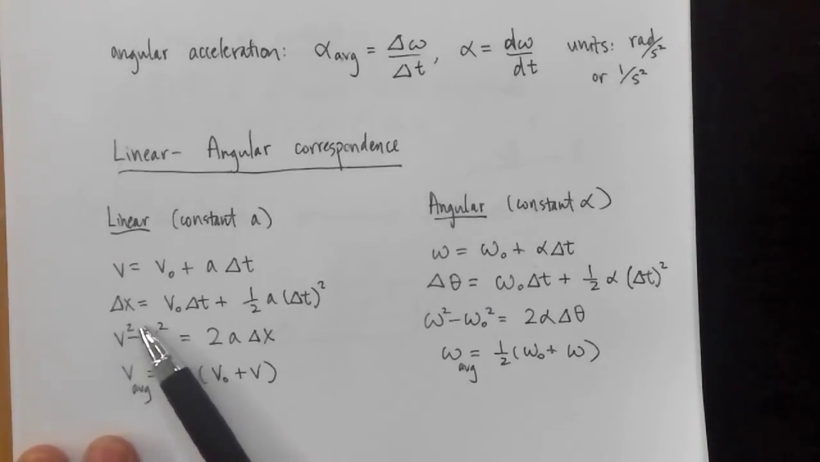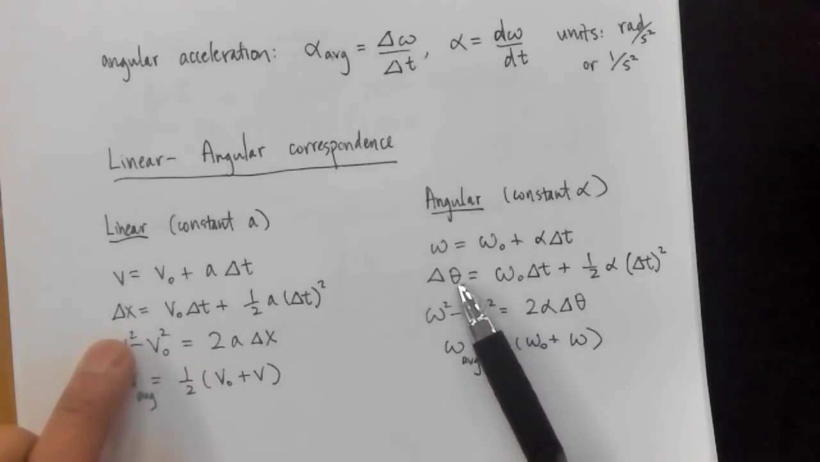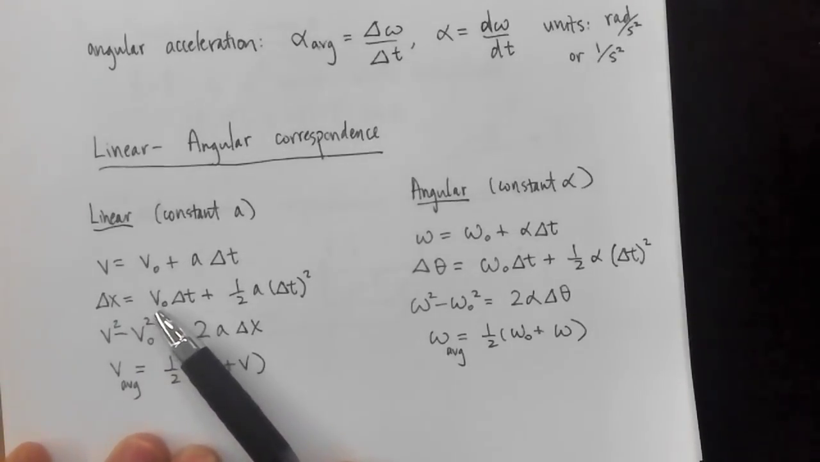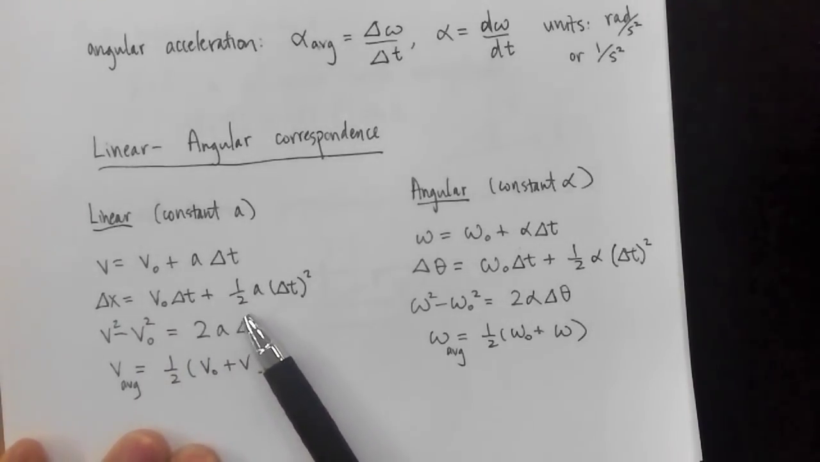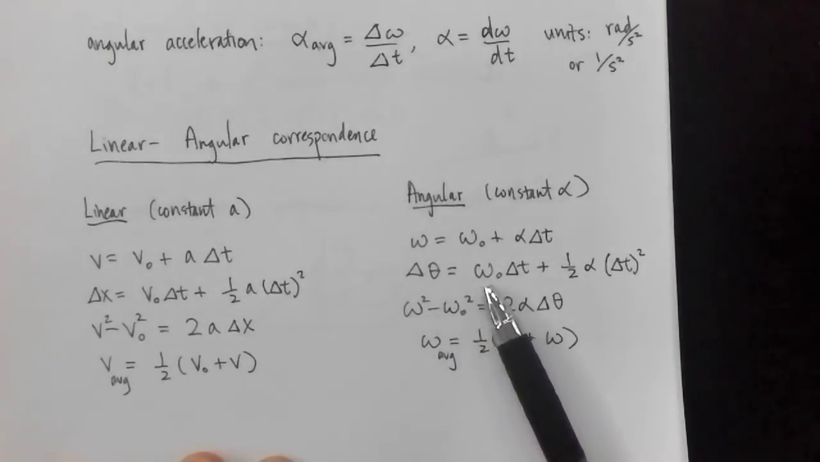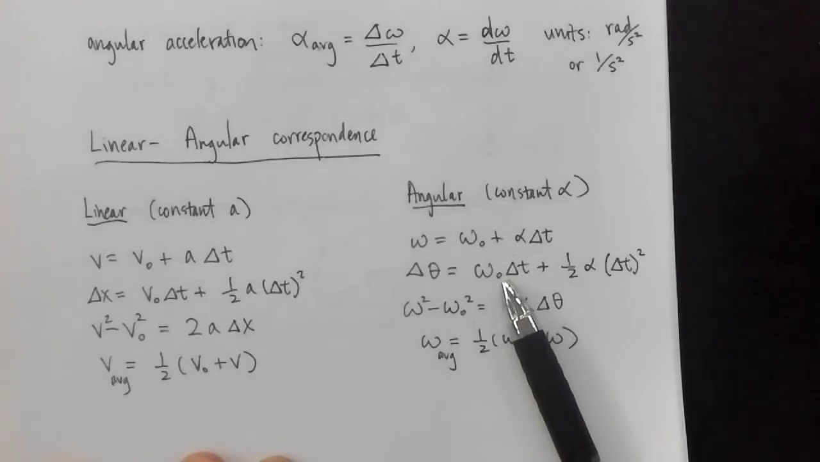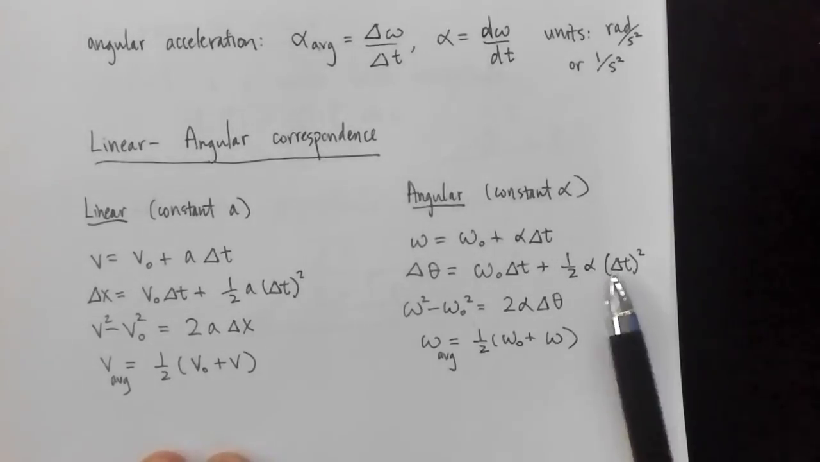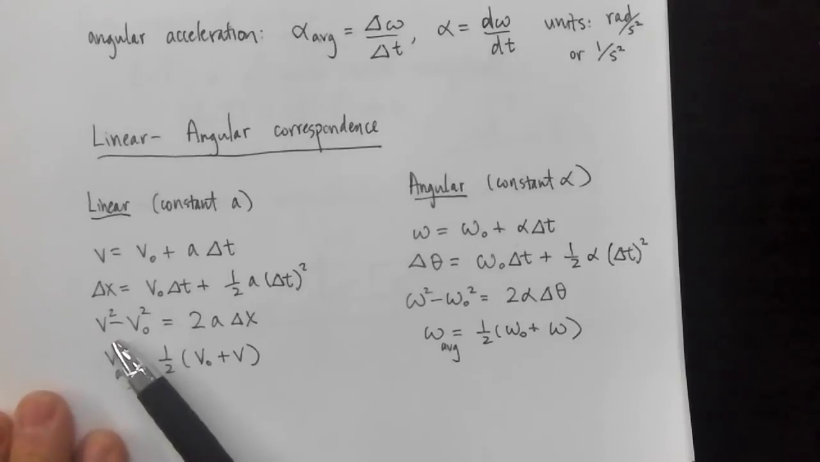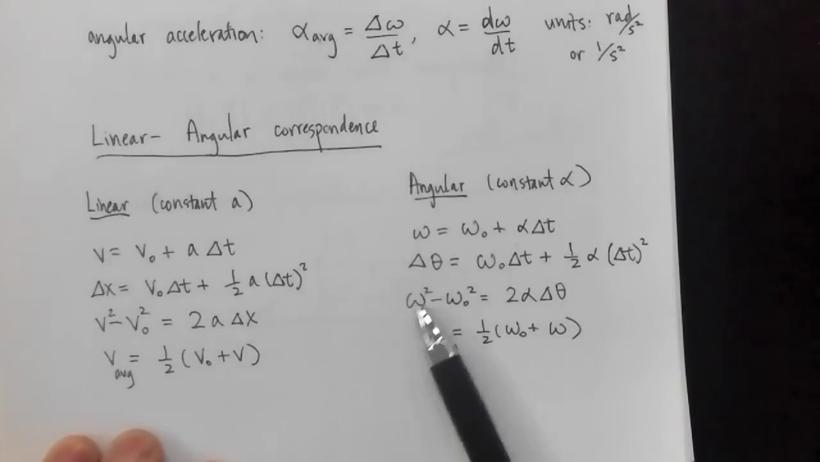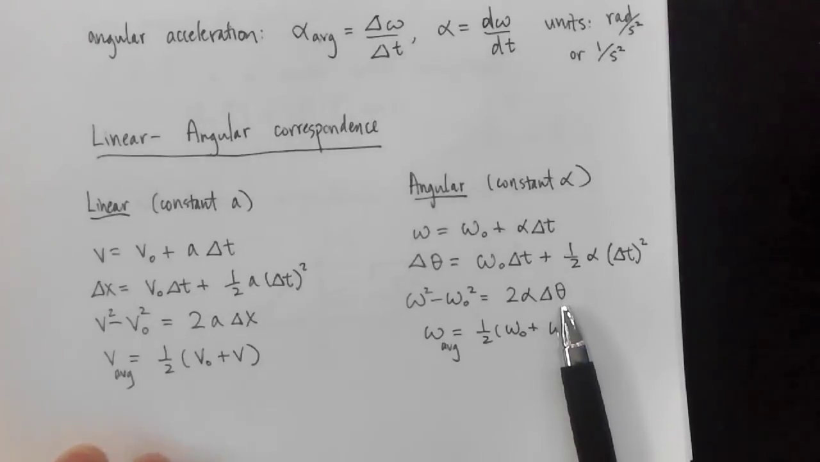And then you have the formulas for the change in x, or in the case of the angles, the change in theta. So we would have delta x is equal to v0 delta t plus 1/2 a delta t squared. For the angular case, you'd have delta theta is omega 0 times delta t plus 1/2 alpha delta t squared. And then we have the formulas that don't involve any delta t's. We have v final squared minus v initial squared is equal to 2a delta x. Then we have omega final squared minus omega initial squared is equal to 2 alpha delta theta.